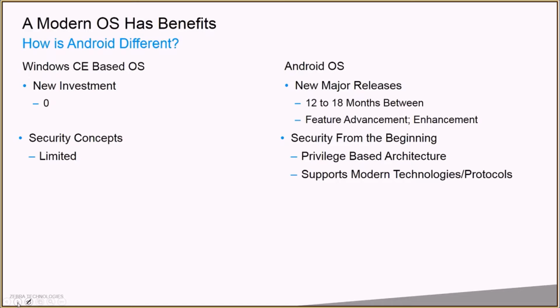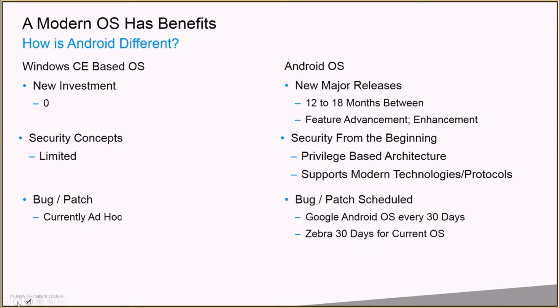We also have modern support for technologies and protocols, and this goes all the way down to the browser and how it does encryption and communication, to supporting multi-user MIMO 802.11ac in the chipset. Those are things that can't even be implemented in a Windows CE architecture without a lot of investment. You get all that by default when you move to these modern chipsets and modern operating systems.